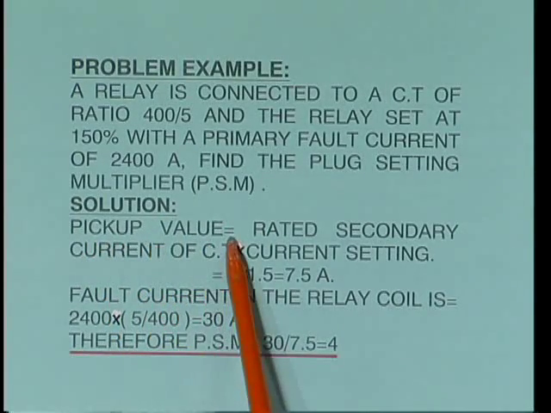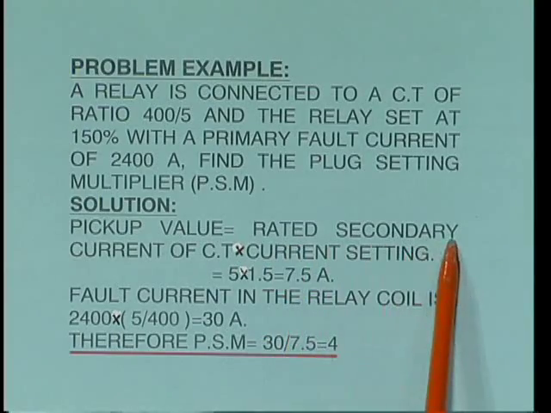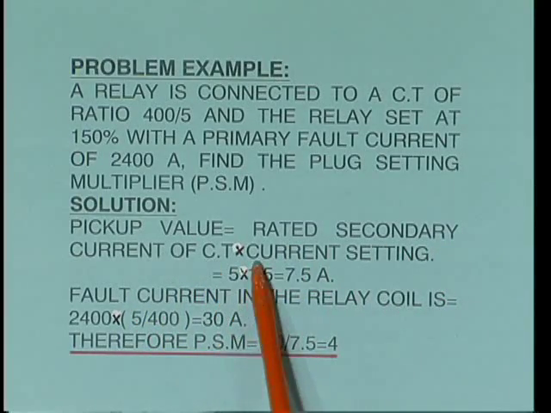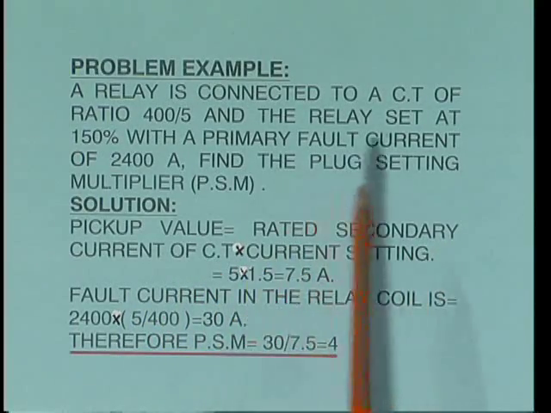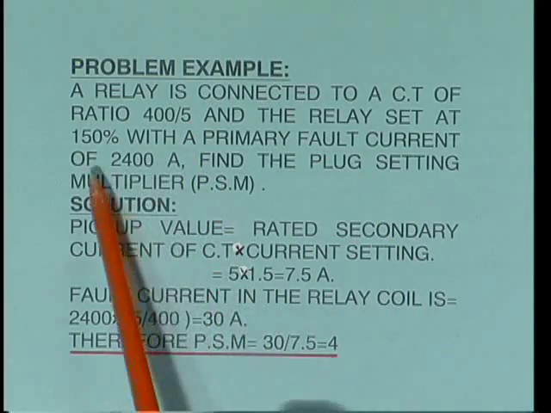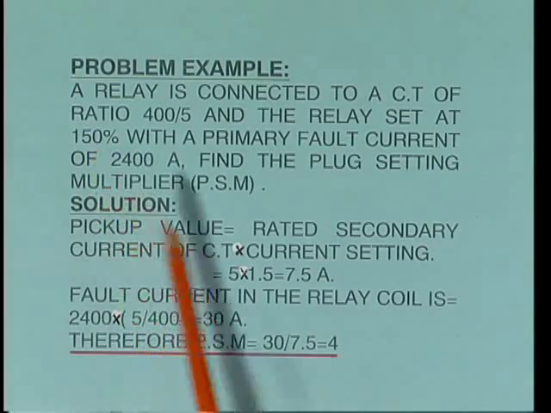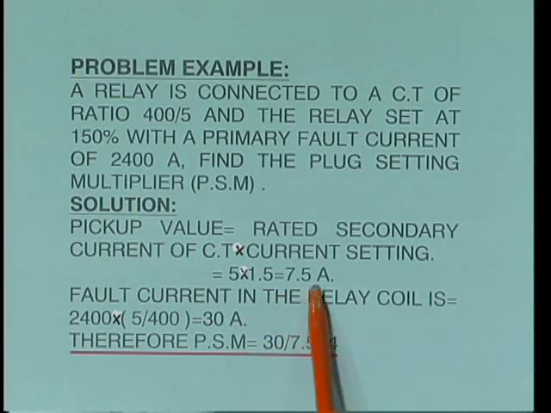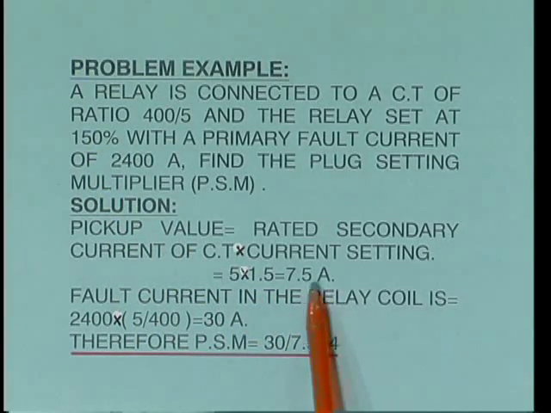Pickup value equals rated secondary current of CT into current setting. Rated secondary current is equal to 5 amperes. So 5 into the current setting of 150%, that is 1.5, equals 7.5 amperes. That means this is the pickup value. As long as the relay current is equal to this value, the relay operation comes into picture.